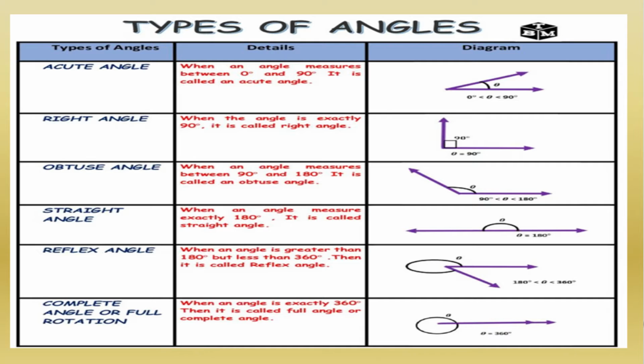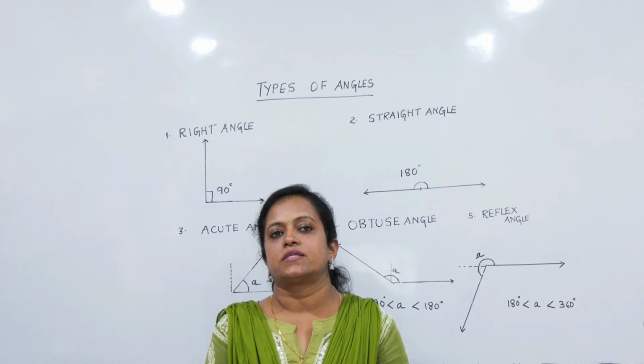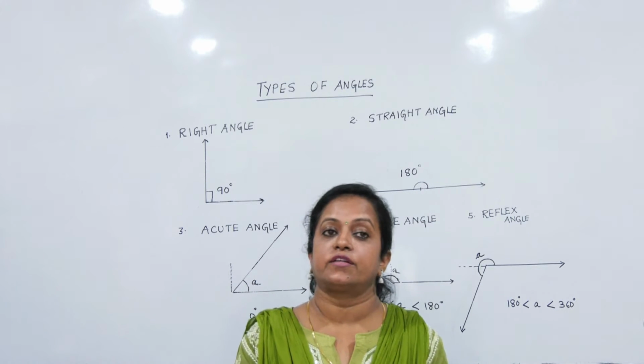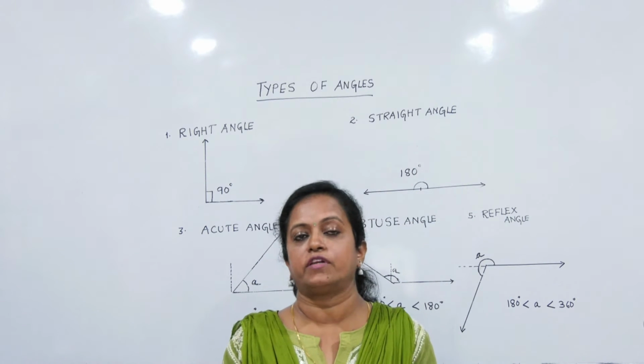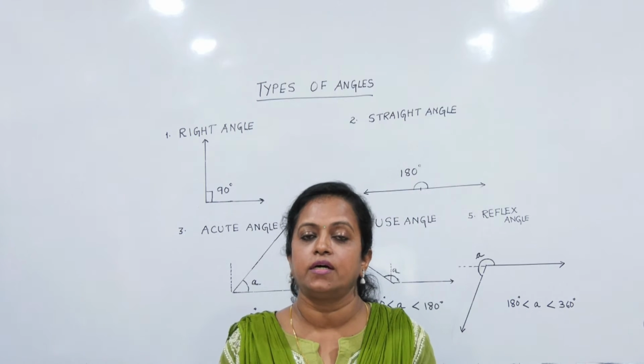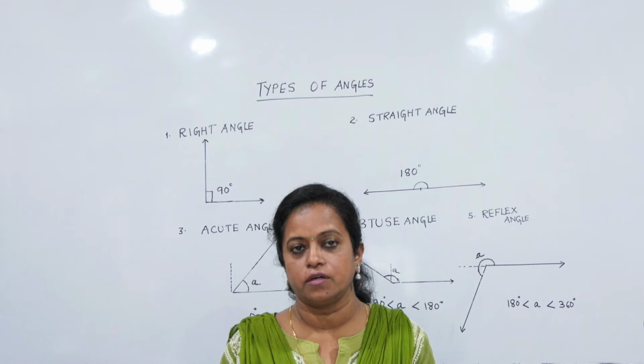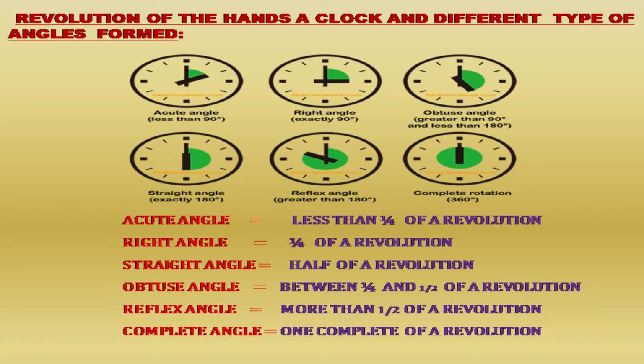Complete angle or full rotation: when an angle is exactly 360 degrees, it is called a full angle or a complete angle. So now students, we are going to again compare the different types of angles that we have learned today with respect to the revolution of the hands of the clock. On your screen you can see the 6 different cases of showing the revolution of the hands of the clock forming the 6 different angles.